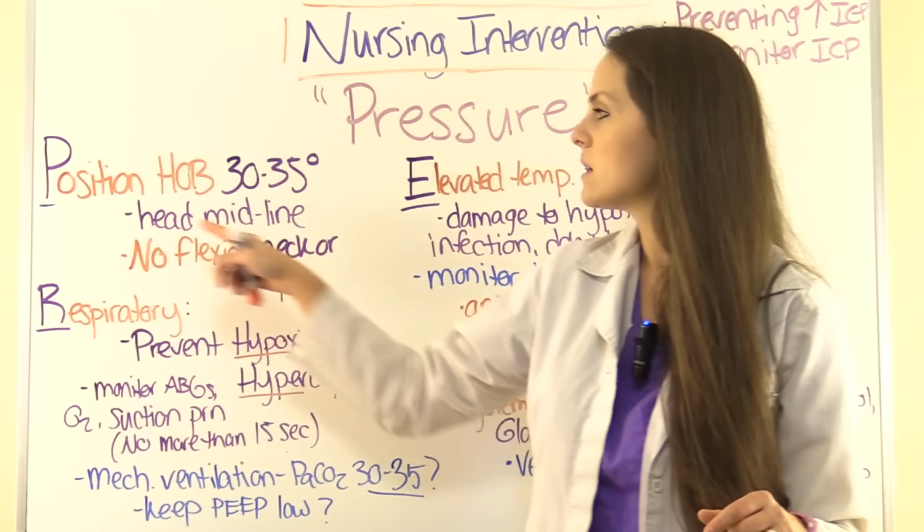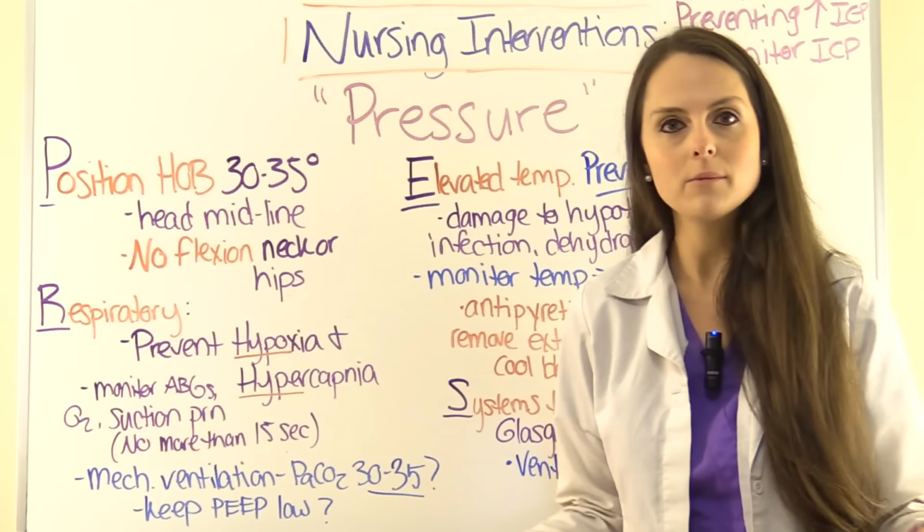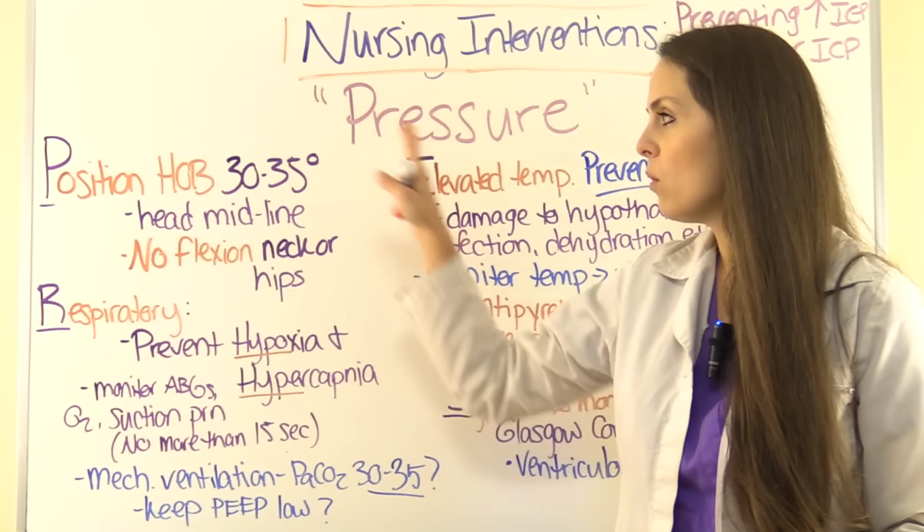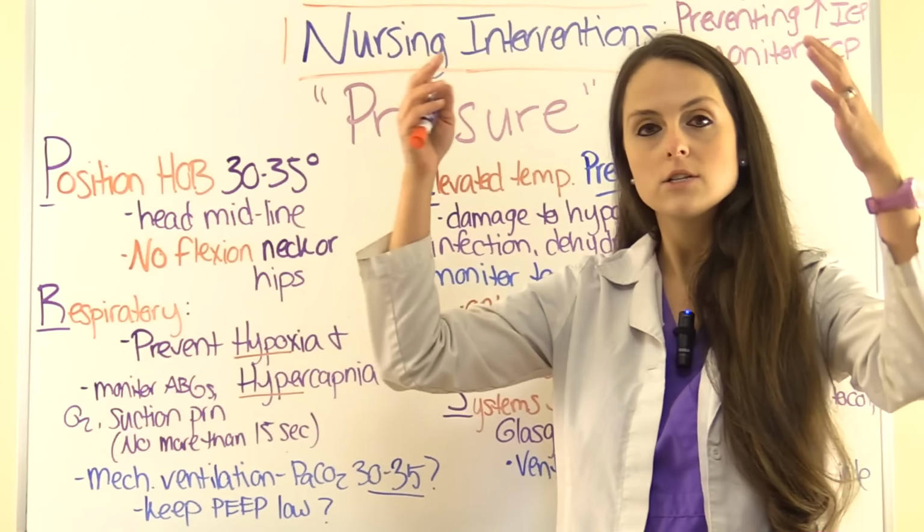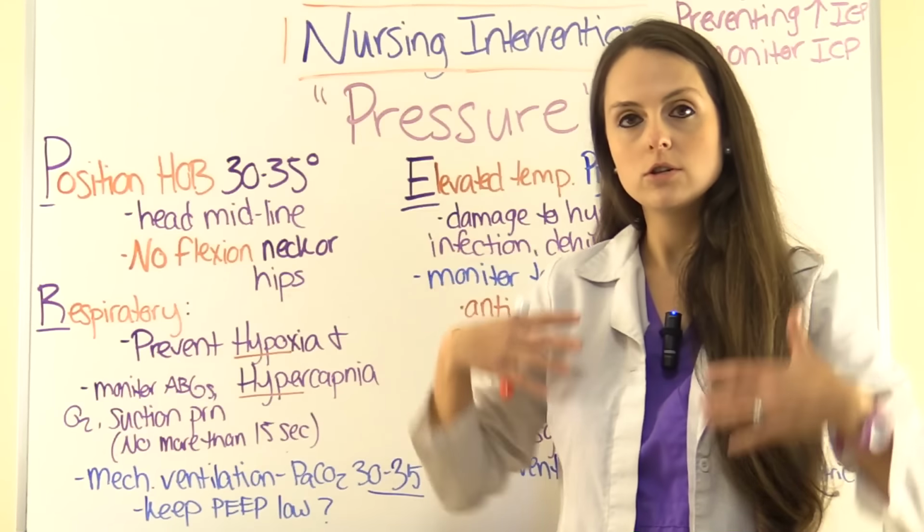Okay, so P for position the head of the bed about 30 to 35 degrees. Also, along with keeping that head midline and preventing any flexion of the neck or hips. And why do we want to do this? Well, we want to promote as much blood return from the brain to the heart as we can.